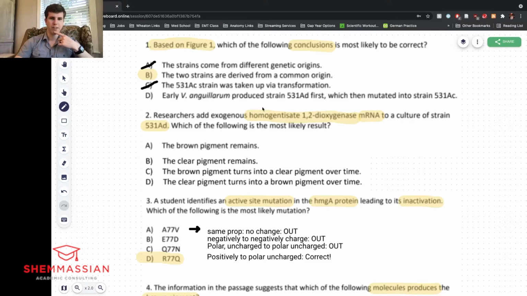This could be true. I'm not going to deny that it could be true, but that's not what the passage or the figure was talking about, which one came first, or taken up via transformation, or any of that stuff. That's not what figure 1 is discussing. It's just whether or not they were from a common origin or not. So B, that's got to be the correct answer there.